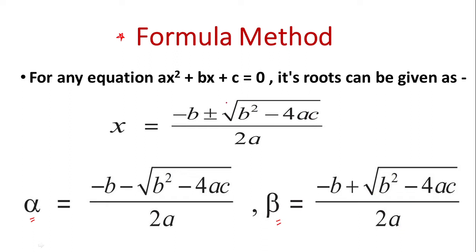Children, if we particularly talk about this under root b square minus 4ac, it is termed as the determinant, and by finding the value of this determinant, we can identify the nature of the roots of the given quadratic equation. That is the next topic which we have to study. So let's see how we can use this formula method for finding the roots.